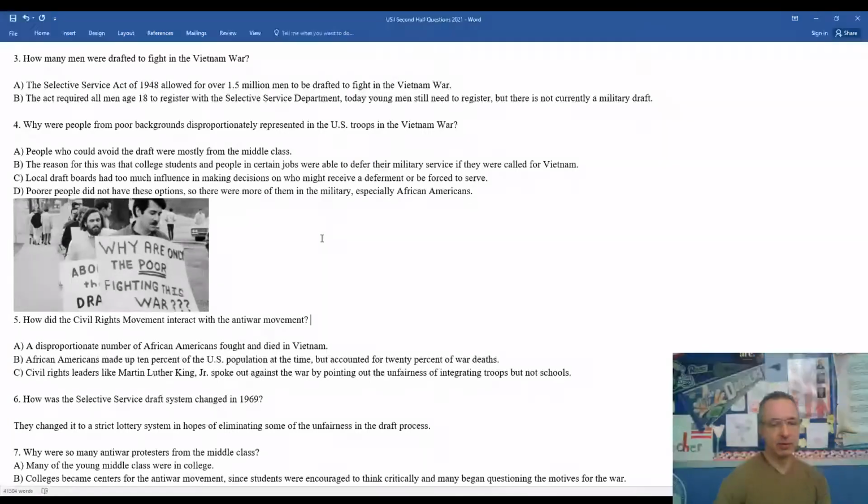6, how was the selective service draft system amended in 1969? It was changed to a strict lottery system in hopes of eliminating some of the unfairness in the draft process.